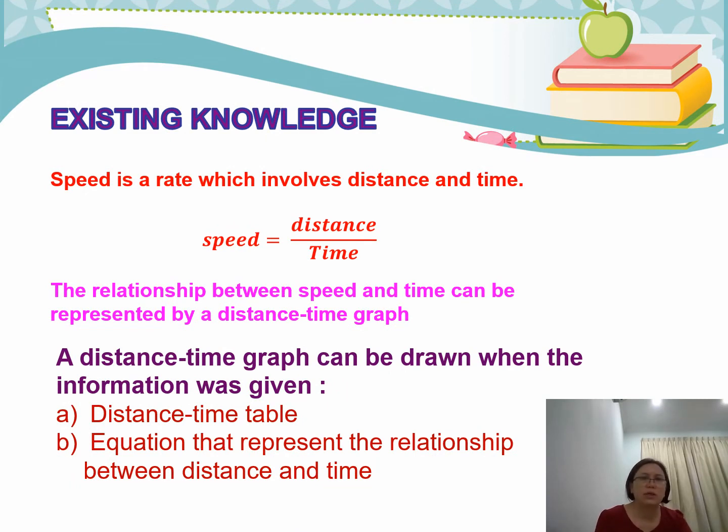From your existing knowledge, you have learned about the relationship between speed, distance, and time during Form 2. So what is speed? Speed is a rate which involves distance and time. The relationship between speed and time can be represented by a distance and time graph. A distance and time graph can be drawn when the following information is given: A. a distance and time table. B. an equation that represents the relationship between distance and time.